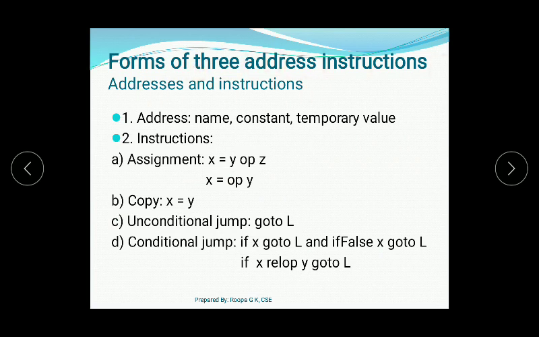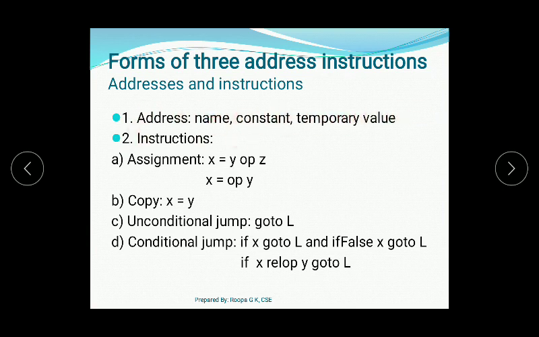Forms of 3-address instruction. Some other forms of instructions are also called 3-address code. Very important. Explain different forms of 3-address instruction with examples. So 3-address form comes with addresses and instructions. What can be considered as an address? A name. Name means variable name or memory location name like A, B, I, etc. It can be a constant like 0, 1, 2, 3, any number, or a temporary value like T1, T2, T3, etc. Address can be any of these 3.